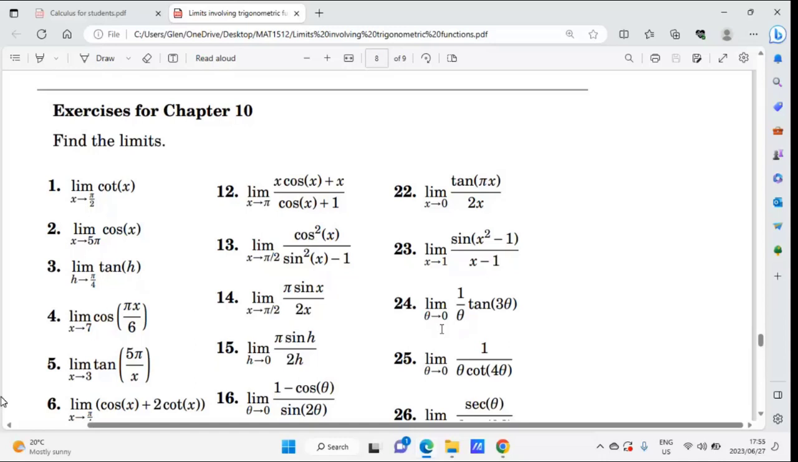Please go ahead. Lerato? Yes, sir. Please share with us how you got 1/3. Sin 3 theta divided by cos 3 theta times 1/3, and then from there I did what I always do, got 1/3.